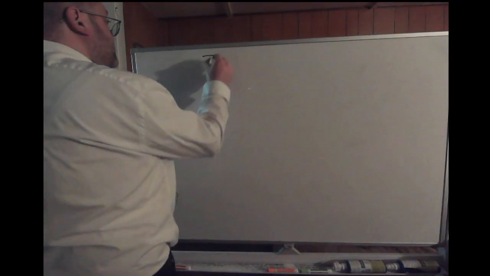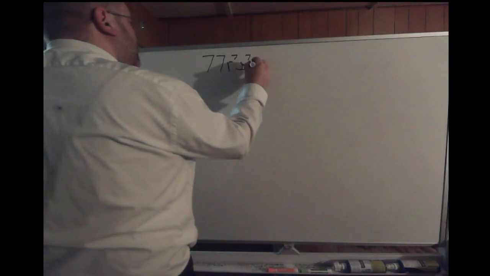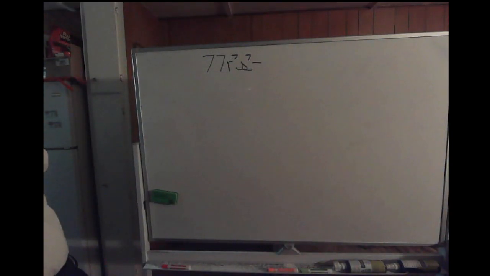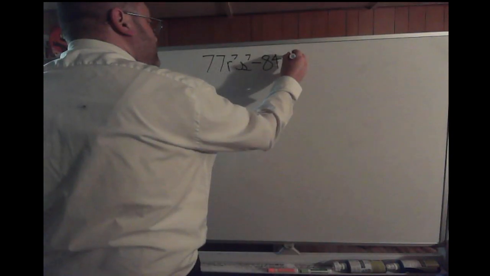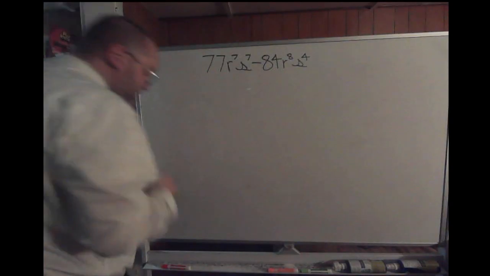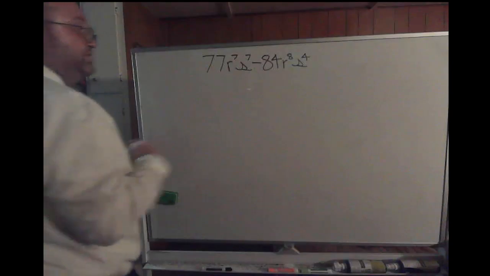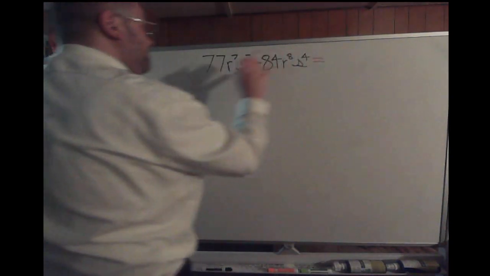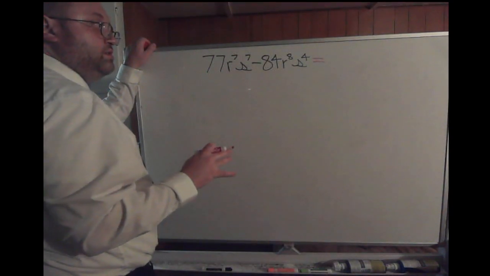Alright, 3 more. 77r to the 7th s to the 7th minus 84r to the 8th s to the 4th. Alright, so we got 77r to the 7th s to the 7th minus 84r to the 8th s to the 4th. So first start with your coefficients. 77 and 84 have what as their greatest common factor? Definitely a 7.